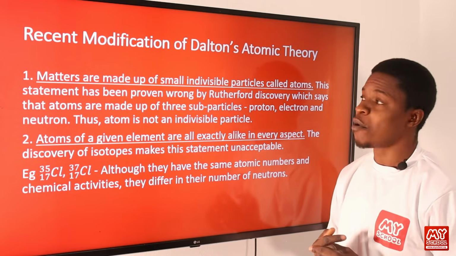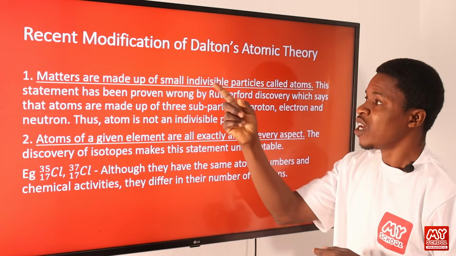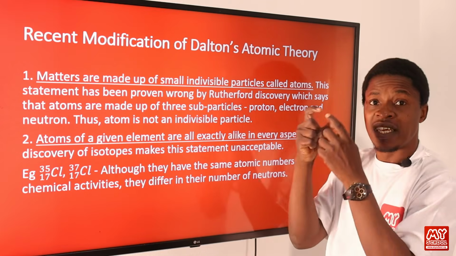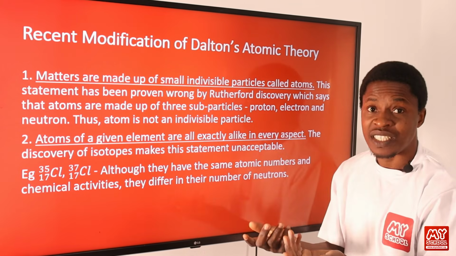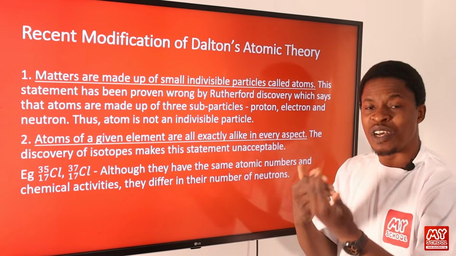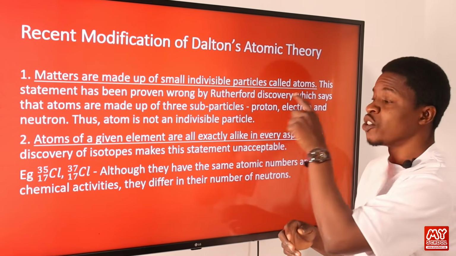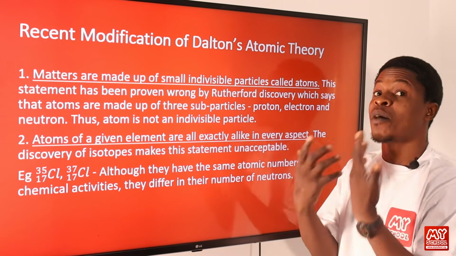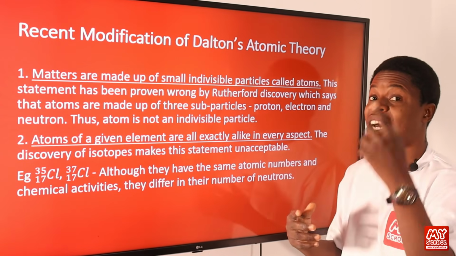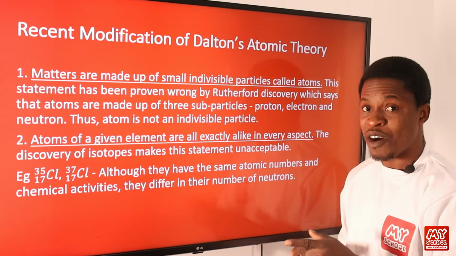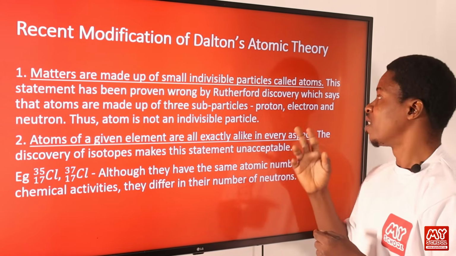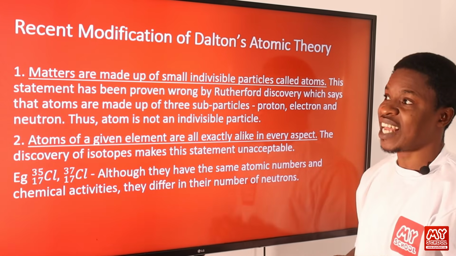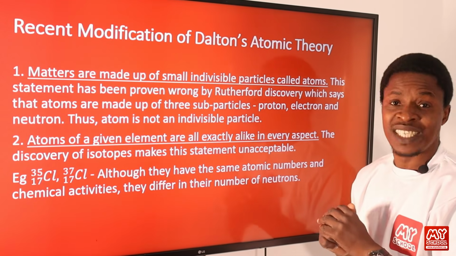So if those 3 things can still be gotten from an atom, why should you say that matter is made up of small indivisible particles? If you can still get protons, electrons, and neutrons from matter, then why do you say it's indivisible? Something indivisible, you should not be able to get anything from it, but we can get these. So Rutherford was able to prove that wrong, coming up with 3 kinds of atomic particles you can get from an atom: protons, electrons, and neutrons. So that modifies the theory: matter is actually not indivisible.